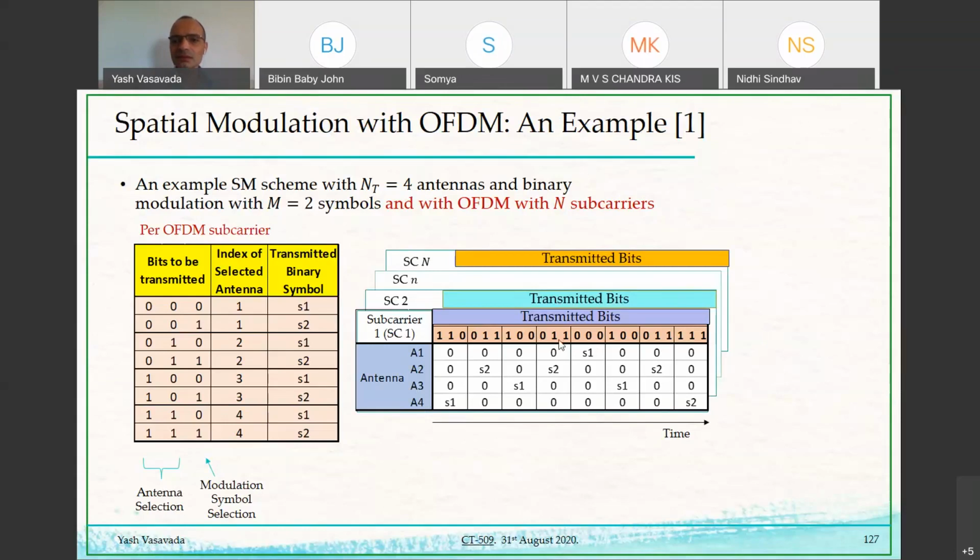Sir, we have to multiply with small n, like if there are capital N subcarriers, and each subcarrier having a BPC of log2 nt plus log2 m. Yeah, I mean, in this example, let's just take that each subcarrier is able to transmit 3 bits. So by doing OFDM transmission over n subcarriers, am I able to improve spectral efficiency? I think so, yes, sir.